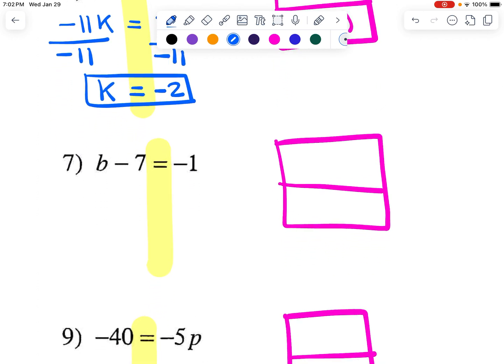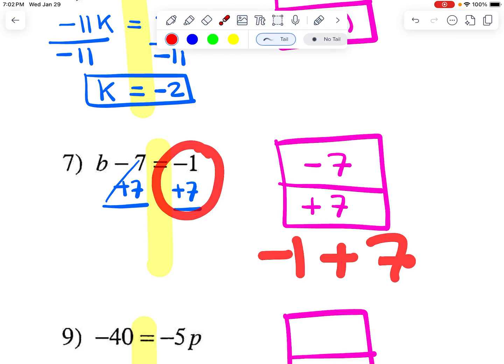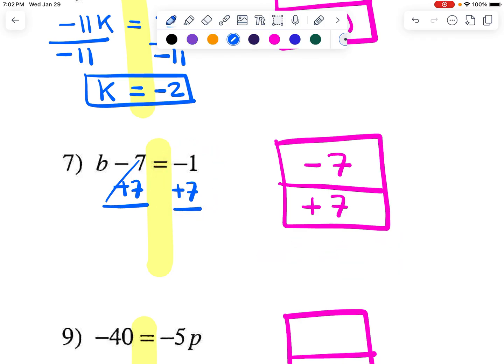7. What's going on with B? Well, it's being subtracted by 7, and to uno reverse it would be to add 7. So we add 7 to the left, and we add 7 to the right. You see opposite signs, woohoo! So cancel, and now you have negative 1 plus 7. Negative 1 plus 7 is positive 6.